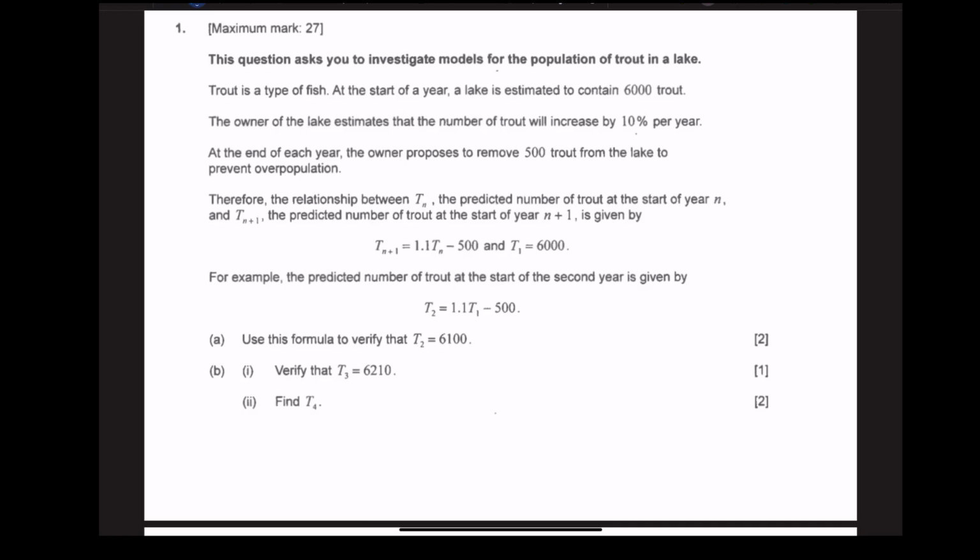Hello everyone, welcome back to my channel. So today we'll be discussing paper 3 of AA Math HL of the November 2024 attempt. So let's start with the first question.